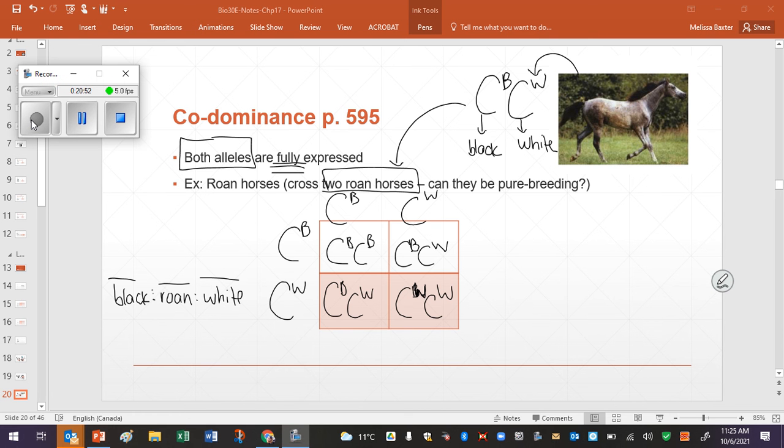So folks, hopefully your Punnett Square is looking like mine. The fact that I wrote the black allele first and the white allele second is not relevant. I could easily have reversed the order and I would end up with the same answer. If I fill in my Punnett Square, I will end up with one of the four squares giving me two copies of the black allele in the offspring.